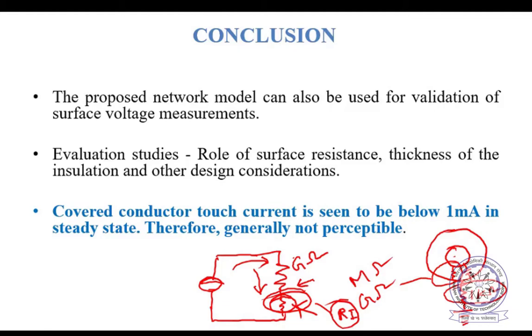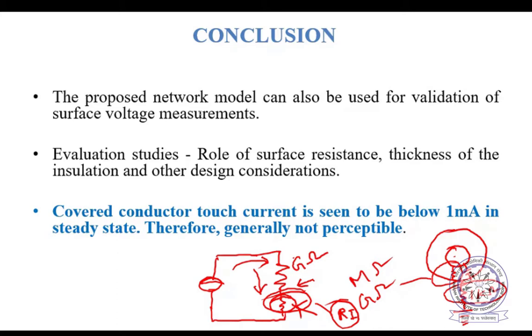What it indicates for us is that perceptible currents are not flowing in the simulation when a human body or equivalent resistance touches the surface of the conductor. So this needed to be clarified. That's why we have performed this simulation, and we are still doing the experiments, of course. And then this is the conclusion of this work.